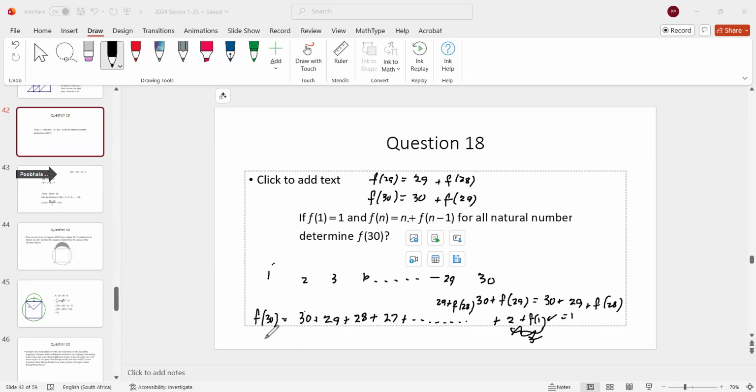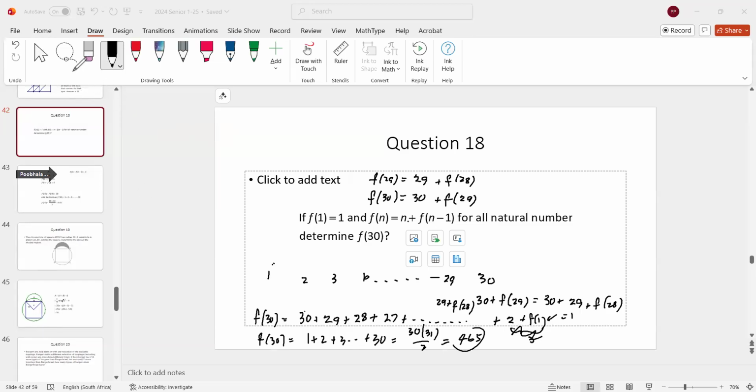And I think you should know that formula by now. This is the sum of all the numbers from 1 plus 2 all the way up to 30. By now you should know, if you've been going systematically, that the formula for the sum of n consecutive numbers is n into n plus 1 over 2. So it's 15 times 31, which is 465.